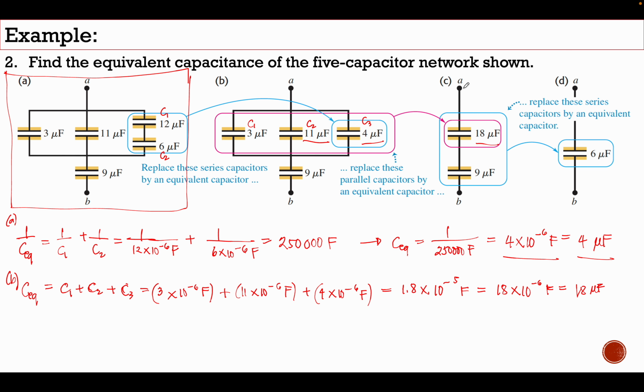So again, if we redraw our 5 capacitor network, only two are left, since the others have been simplified. So we are left with 2 capacitors, which are the 18 microfarad, the total or the equivalent of these 3 parallel capacitors, and then we have another 9 microfarad below. So now, this circuit is in series. So from point A to point B, the two are in series.